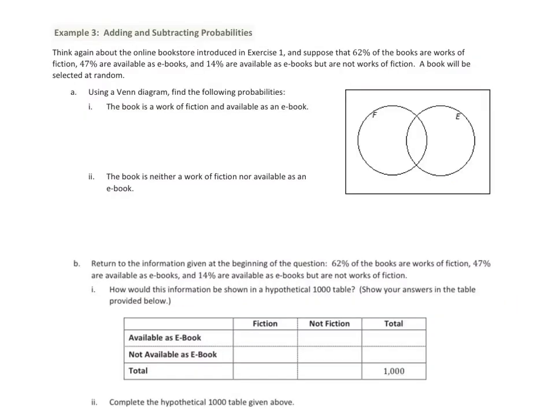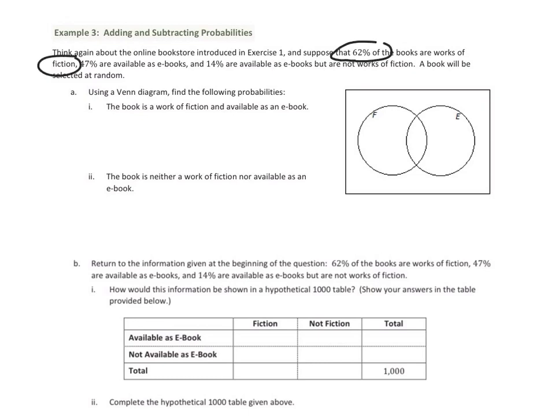Okay, example 3. Think again about the online bookstore introduced in example 1. Suppose 62% of the books are fiction, 47% are ebooks, and 14% are sold as ebooks but not works of fiction. Using the Venn diagram, find the following probabilities. So now basically, I don't have a total amount. I'm just going to put everything in terms of probability. So here's what I know.